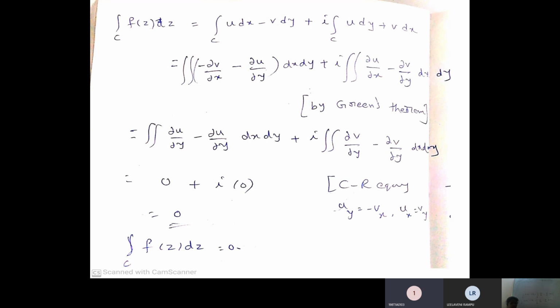Last line. Can you see the last line? Yes, madam. The integral over C of u dy plus v dx, that is, v dx plus u dy. How can you write this using this theorem? In the place of N, you have u.